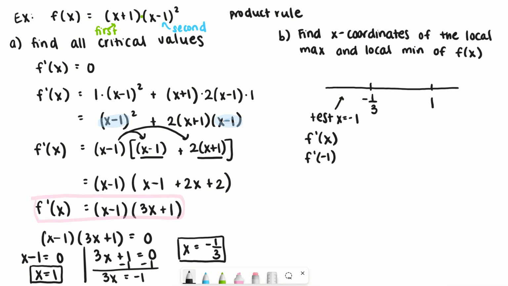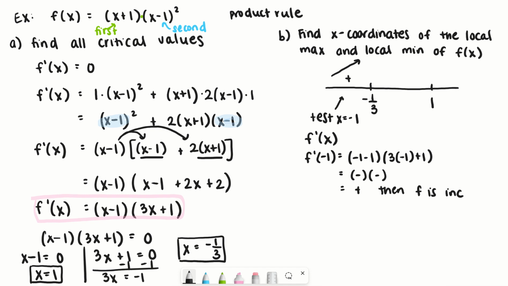So f prime of -1 would give me -1 minus 1 times 3 times -1 plus 1. Now we don't need to solve for the exact value. All we need to see is whether this is a positive or a negative number. So -1 minus 1 is a negative number, and then -3 plus 1 is also a negative number. So a negative times a negative will give me a positive. So because the derivative is positive, that means that f is increasing. So then I'll draw an arrow to show that the function is increasing before -1/3.